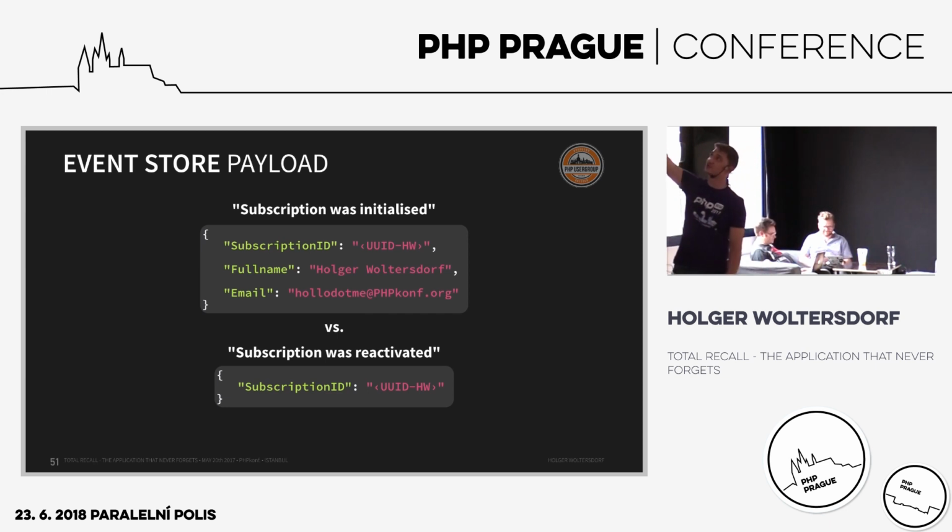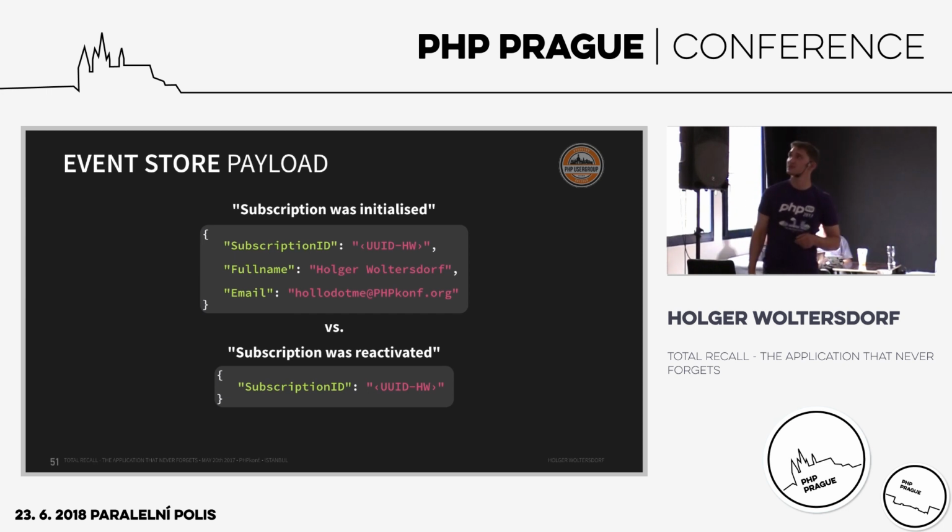So when I initialize my subscription, I have to give three properties. I generate a subscription ID, I have to give my full name and my email address. And when I reactivate my subscription, the only thing that I need to have in the payload is my subscription ID, because that's the one I need to reactivate it. The rest will be the same.